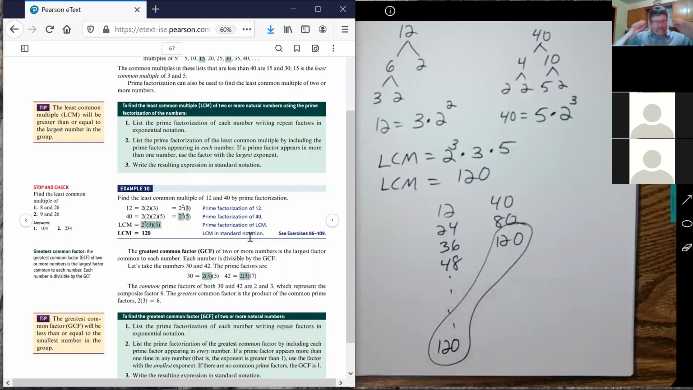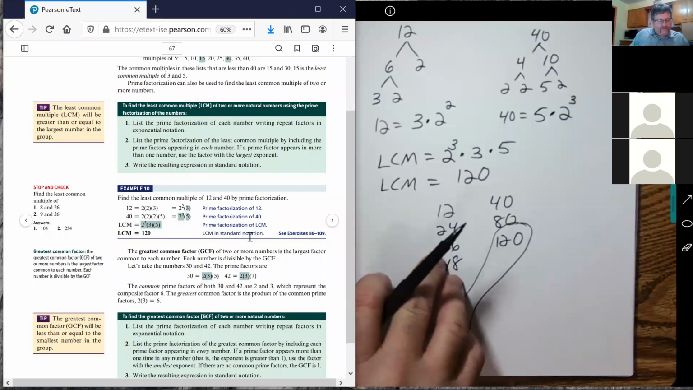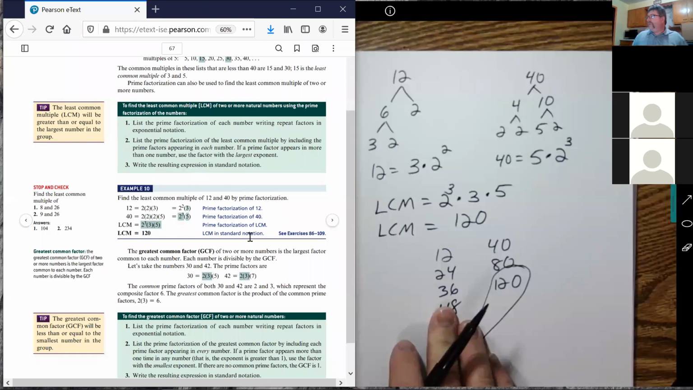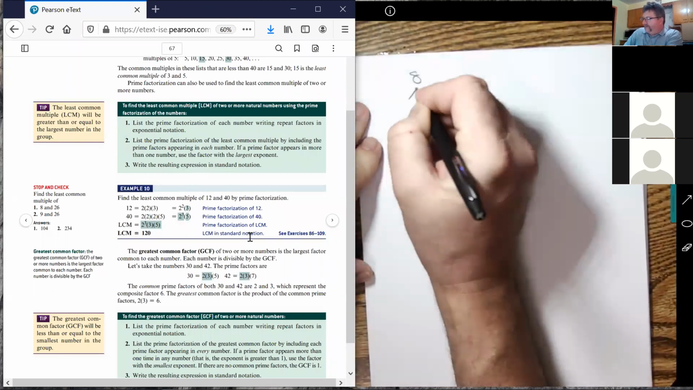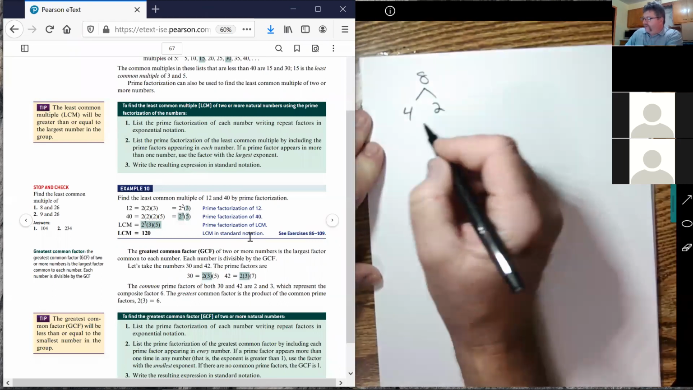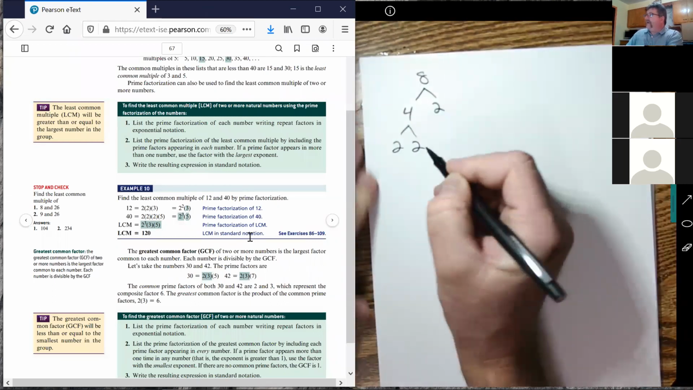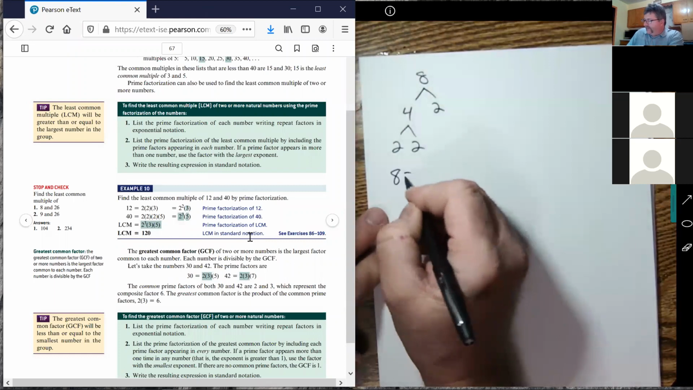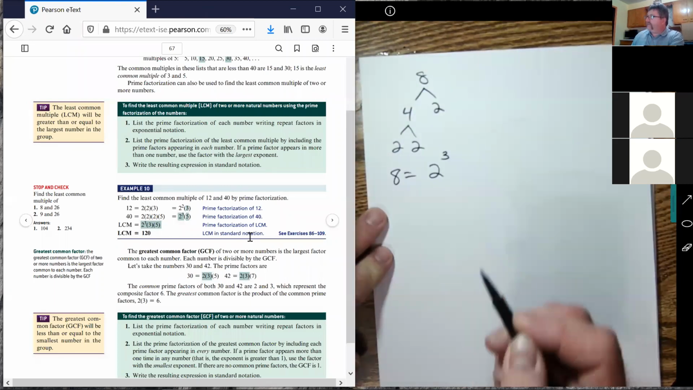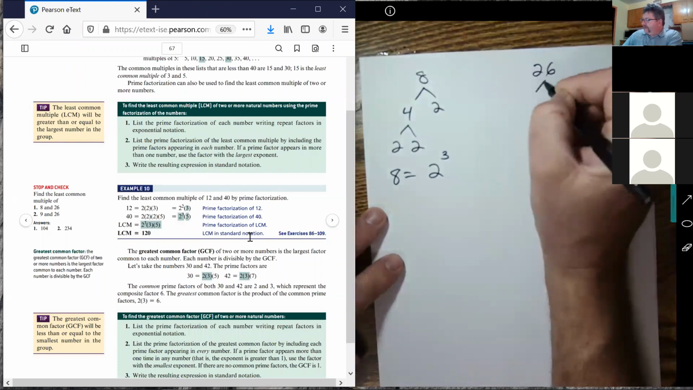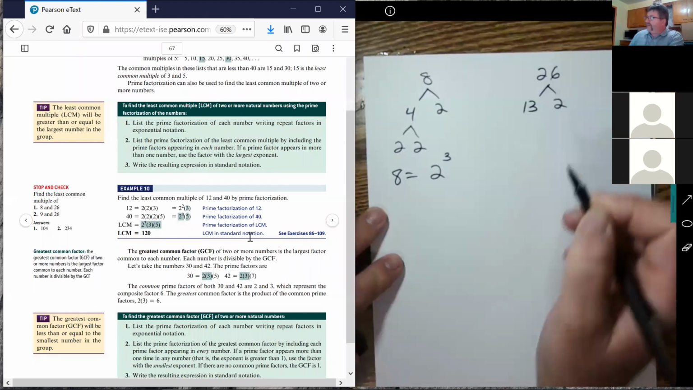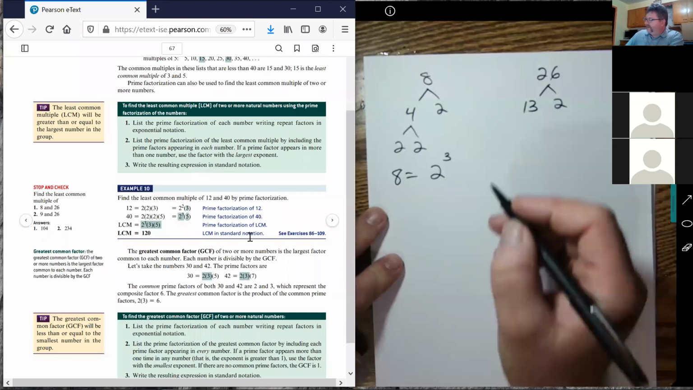All right, let's try another one. Let's try the stop and check in the margin there. It says we've got these common multiples of 8 and 26. All right, so 8. 4 times 2 is 8. 2 times 2 is 4. So 8 I can think of as 2 cubed. 26, well, all I can do with that is 13 times 2 is 26.